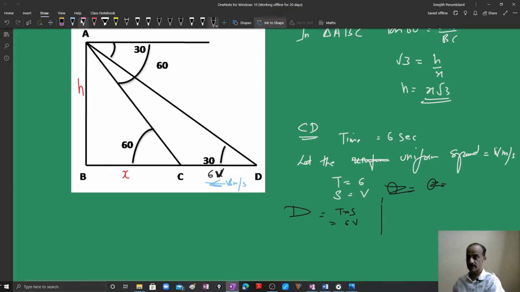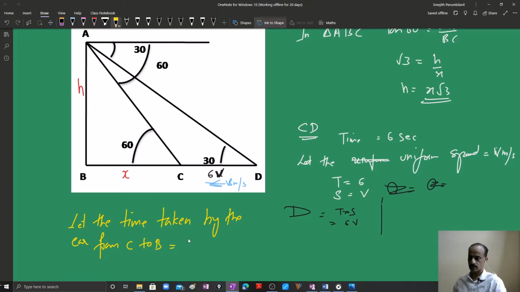We have been asked to find the time taken by the car from C to B. Let us take the time as t seconds. The time taken from B to C is t seconds. It is moving with uniform speed.